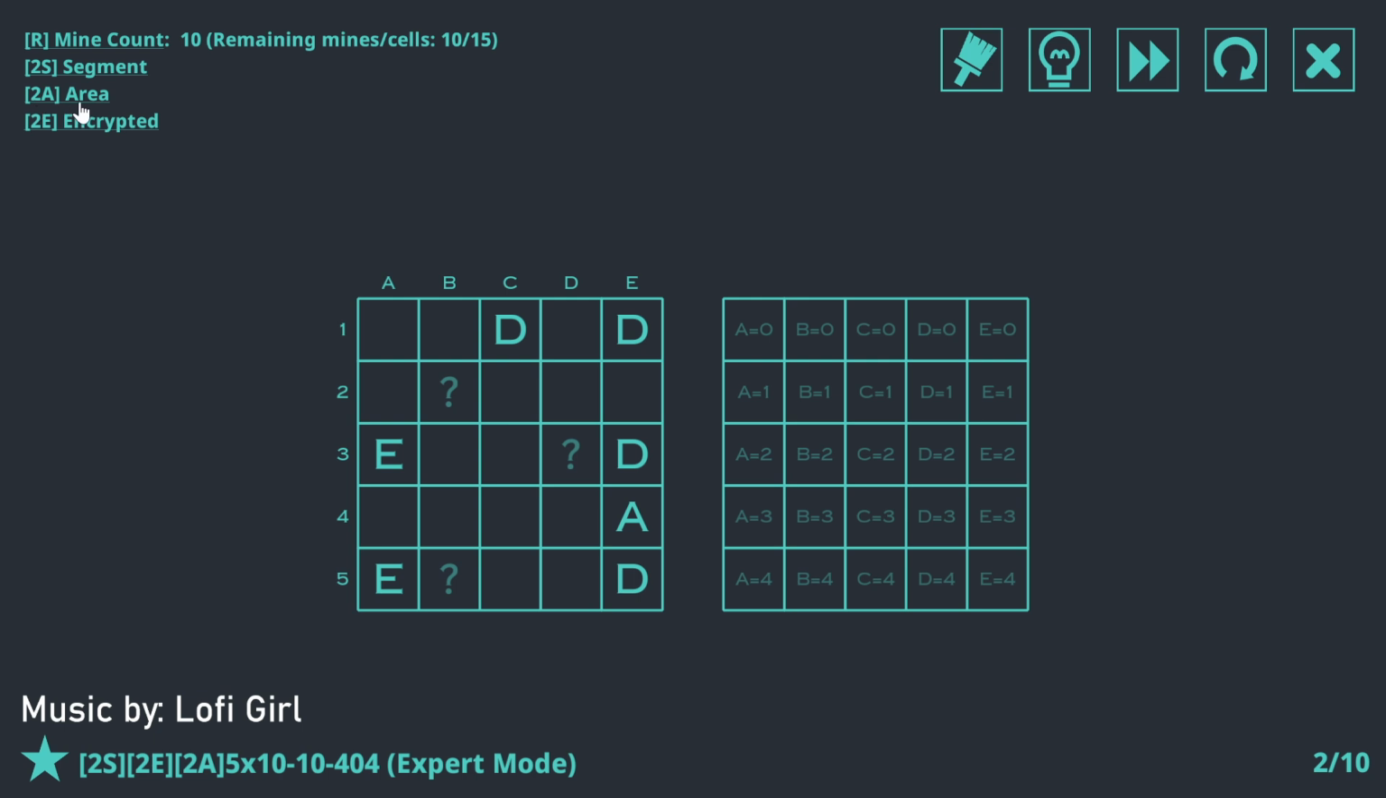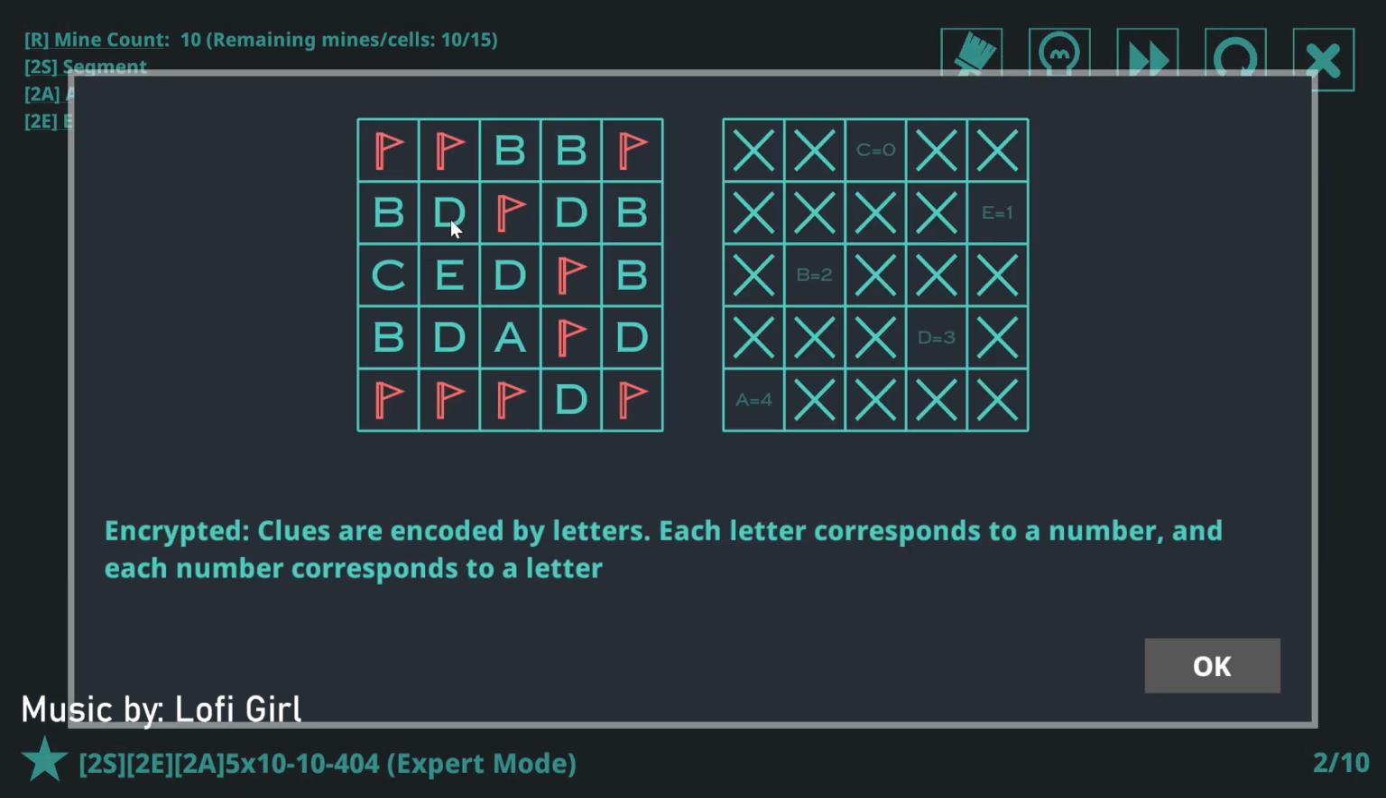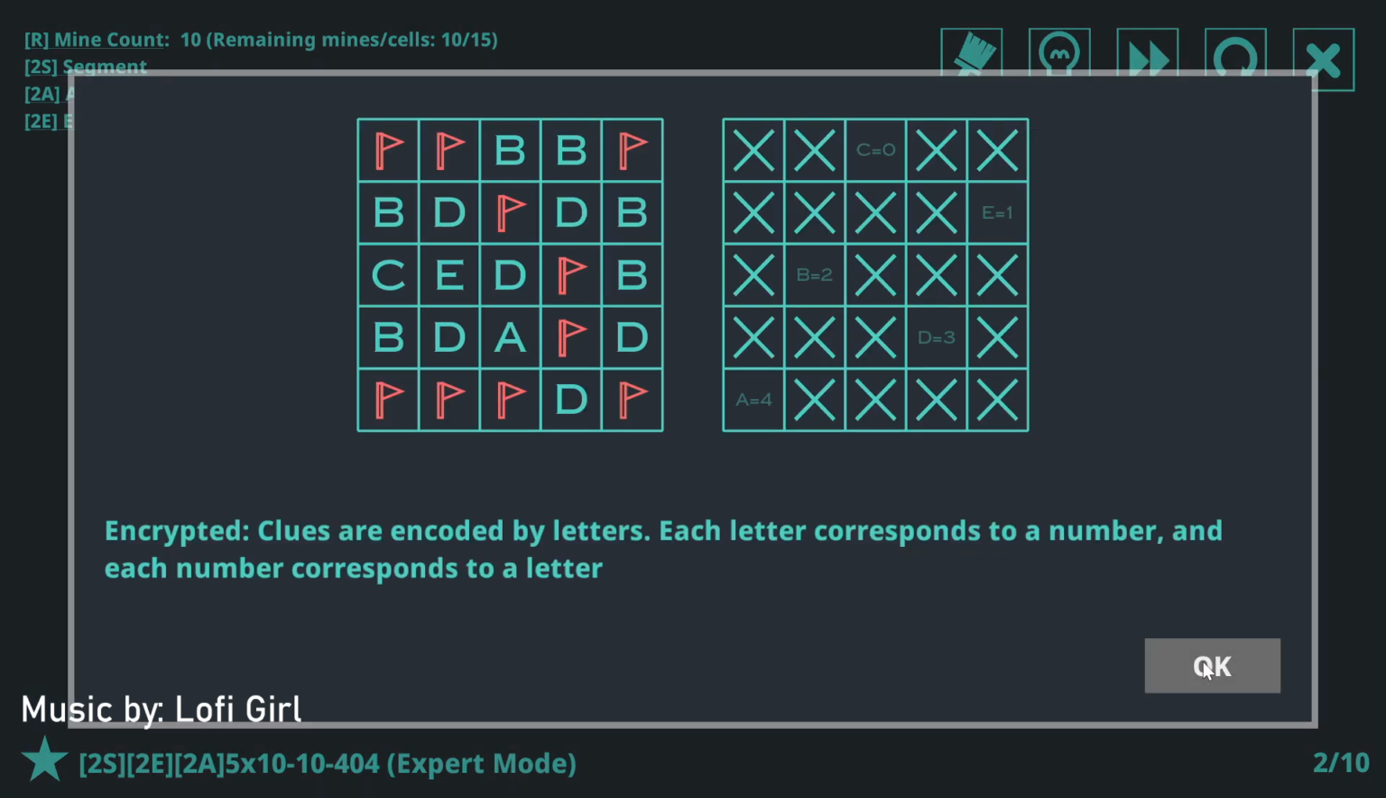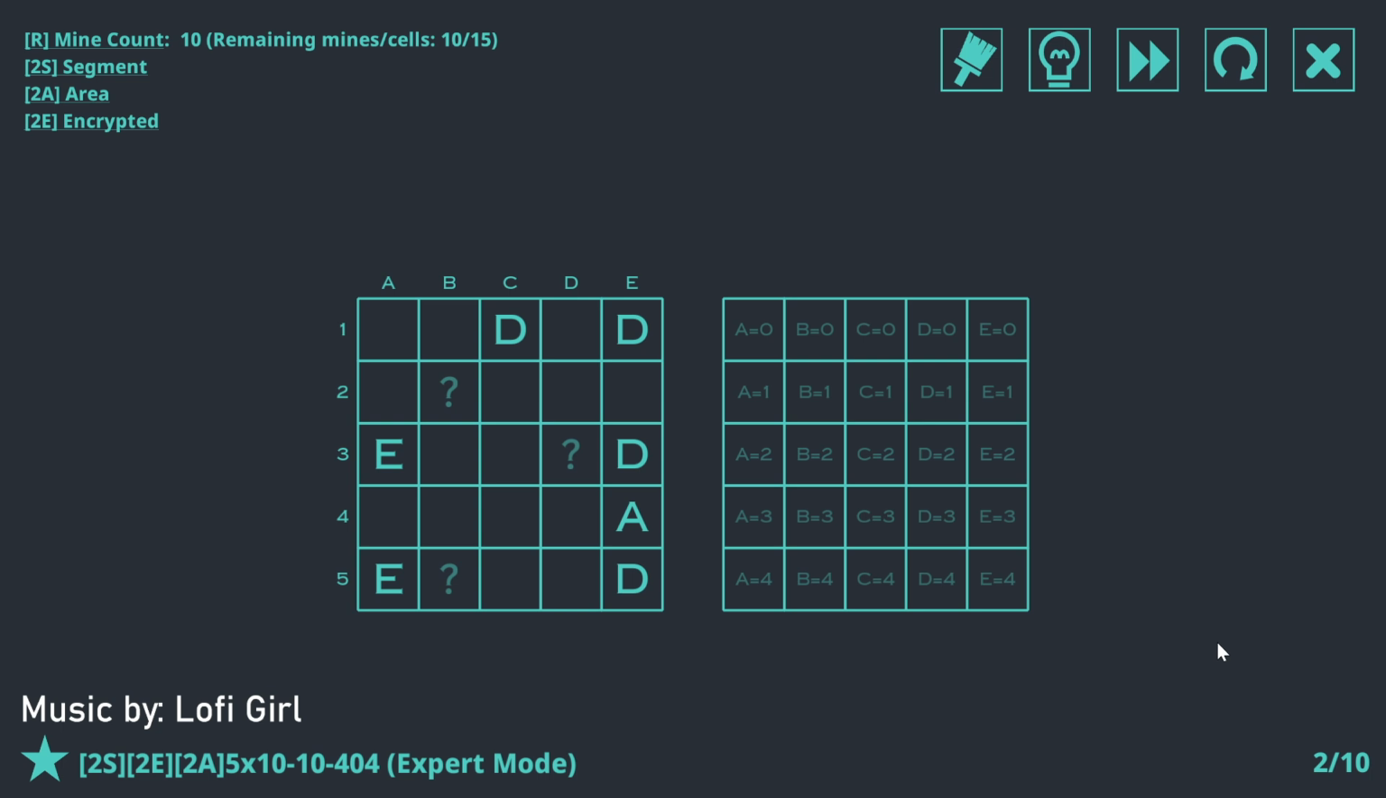Oh geez, area. Encrypted means that every letter refers to a number, and every number has a letter assigned to it, but it's not given to you just yet. You have to figure it out by solving the puzzle. It's basically just math with variables. Okay, so let's begin.